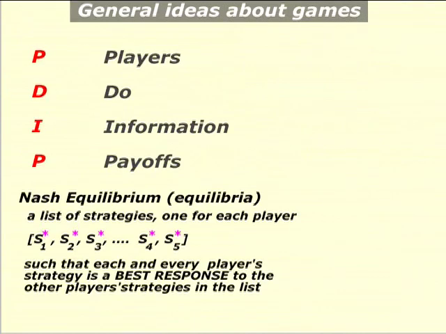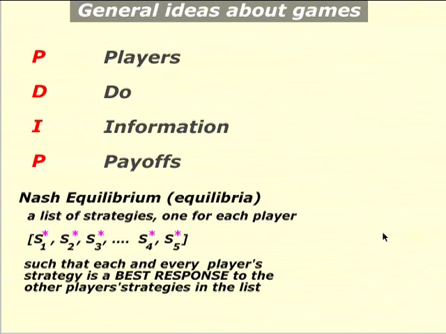Now, just to take a little step back, I said at the beginning of the course, there's this acronym PDIP we could use to look at situations where there's strategic interaction between rational intelligent players. And so what we do is we think of, okay, who are the players? What can they do? What's their information? And what are their incentives or payoffs in the game? So that's the basic structure.